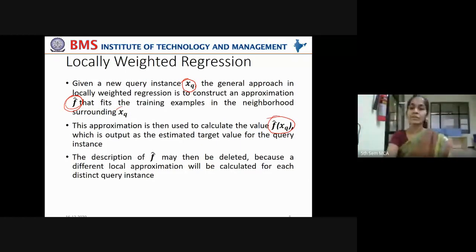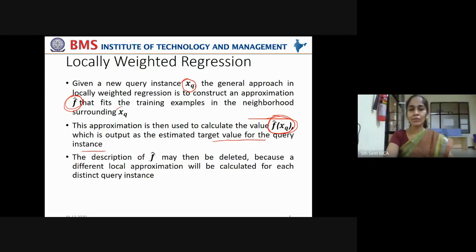Okay, so this f cap of xq is the estimated value of xq, be it a regression or classification. That is the expected target value of xq, the target function associated with xq. That is the new data instance xq, right? Which is output as the estimated target value for the query instance, right?